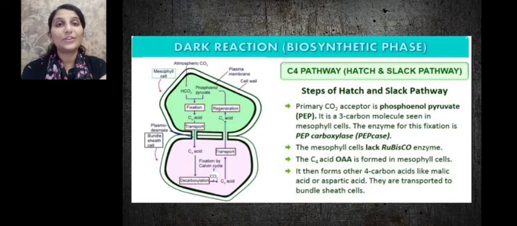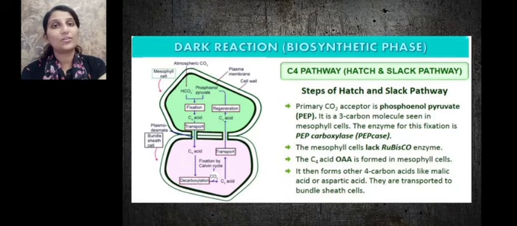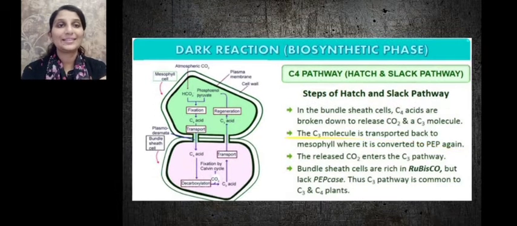So far we learned the first step is the PEP. In the presence of PEP carboxylase, it accepts the carbon dioxide and converts to oxaloacetic acid, which then transforms into malic acid or aspartic acid, which is transported into the bundle sheath cells.